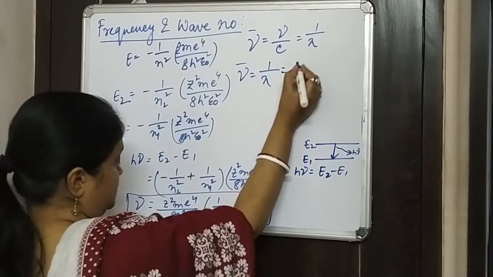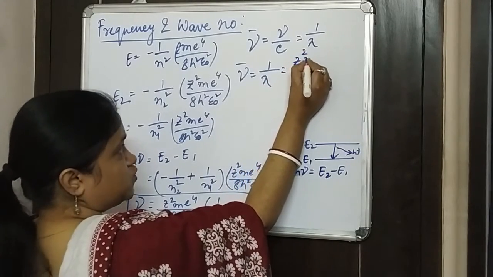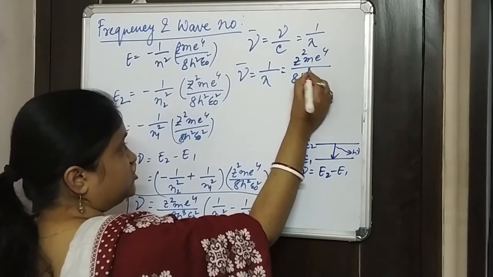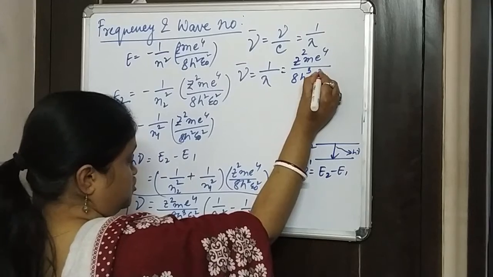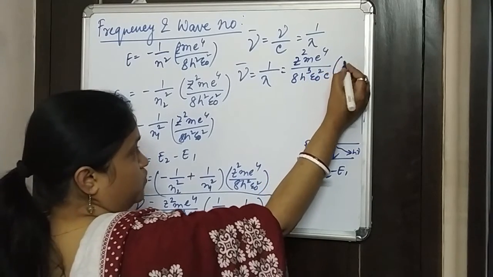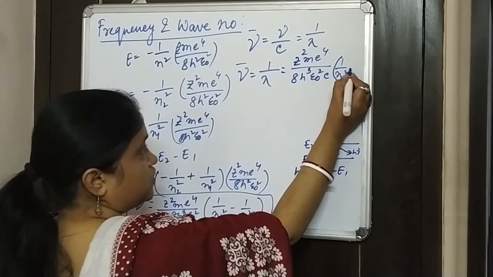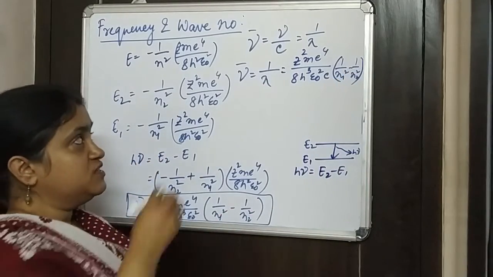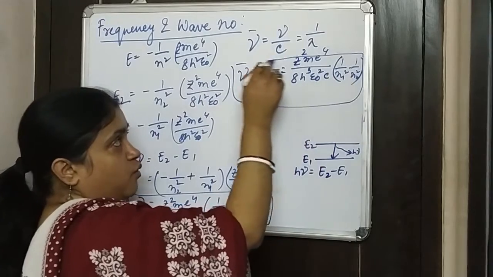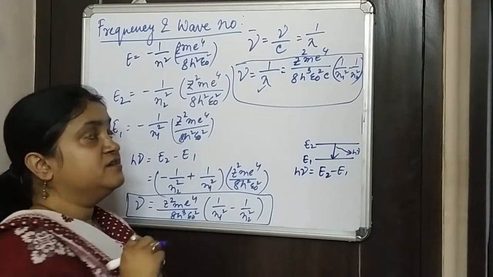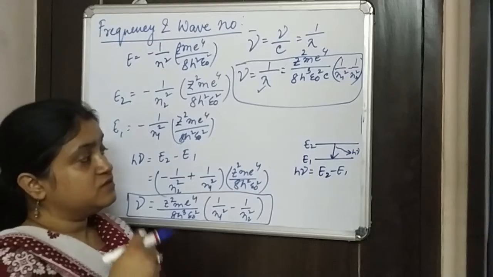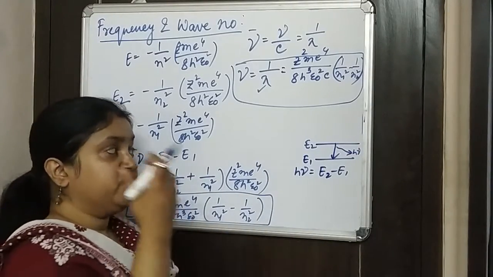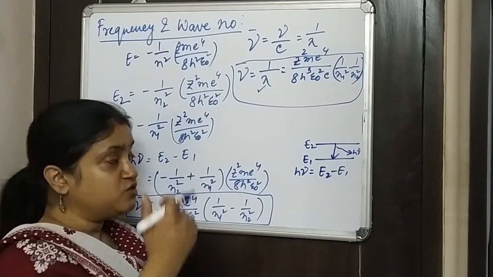So here we are just taking Z square m e^4 by 8 h cube epsilon naught square into c, into 1 by n1 square minus 1 by n2 square, right? So this is the wave number, and from this we also get the wavelength of the released energy that we get when an electron jumps from one orbit to another orbit.